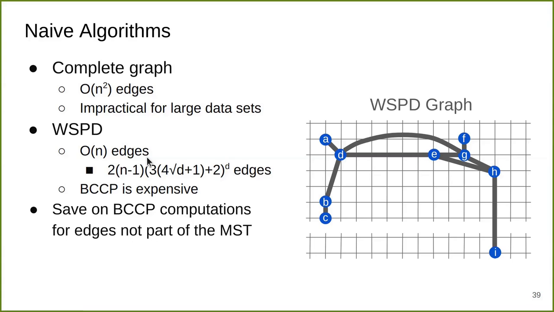But actually, this is still expensive in practice. This is because this n here, when expanded, actually looks like this. There is a fairly large constant here, which is especially large when the dimensionality of the dataset is high. On the other hand, computing BCCP is also expensive. So the first thing we need to do is to save on the BCCP computations for edges that are not part of the final MST. For example, in this WSPD graph, we see that there's a cycle, which means this edge shouldn't belong to the MST, so we may be able to save on its BCCP computation.